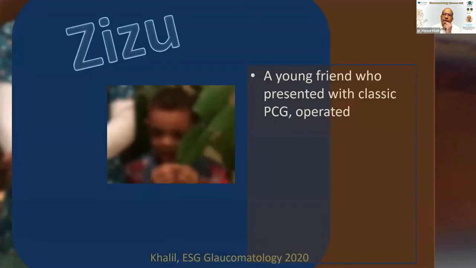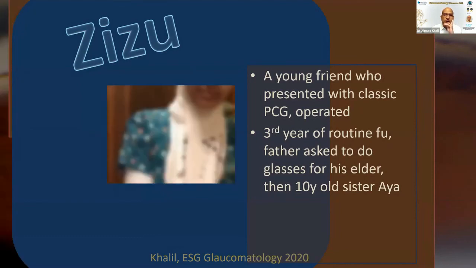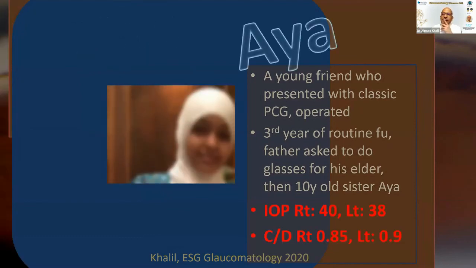Again, this is a young friend of mine who presented with classic primary congenital glaucoma, and he was operated. Zizu, in the third year of routine follow-up of this young child, the father asked me to do glasses for his elder sister, who was 20 years old and was always coming with Zizu to the office. This is the sister Aya, and when I examined her, the intraocular pressure in the right eye was 40 and the left 38, with advanced cupping in both eyes.